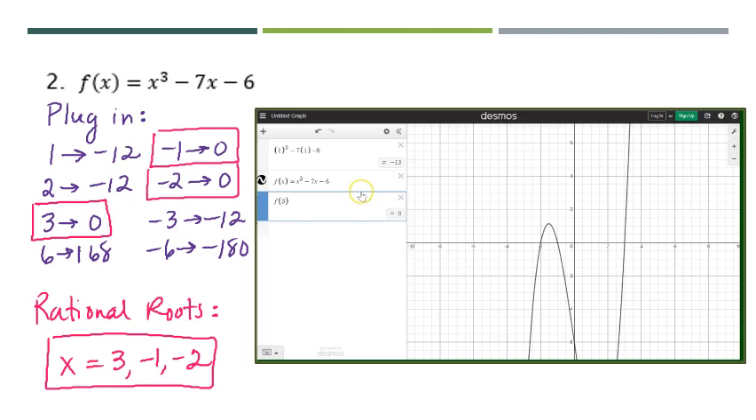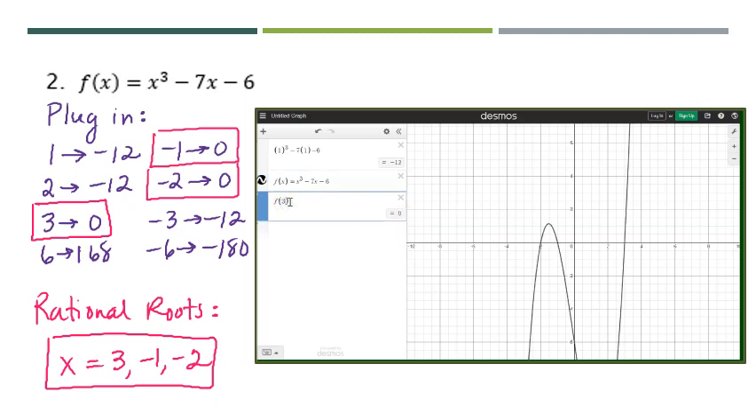And you can actually see it on the graph over here. If I click over here, you can see that this is the point (3, 0). And remember that rational roots means rational numbers where the graph crosses the x-axis. So this crosses the x-axis right here at x equals 3. That's why I got this 0.